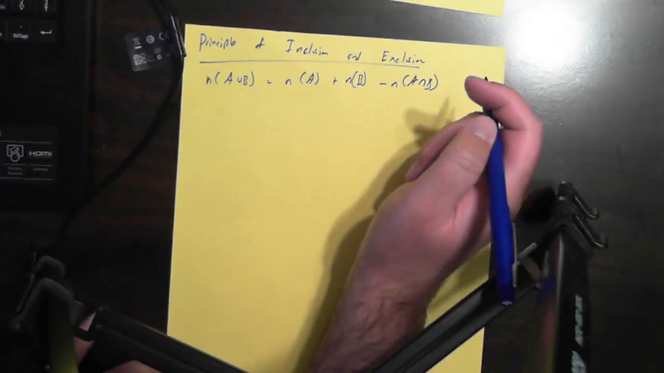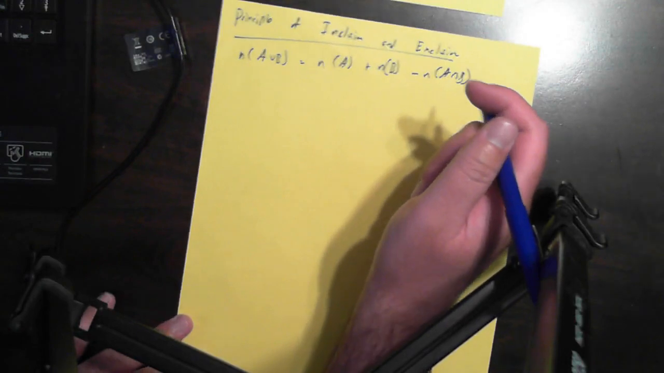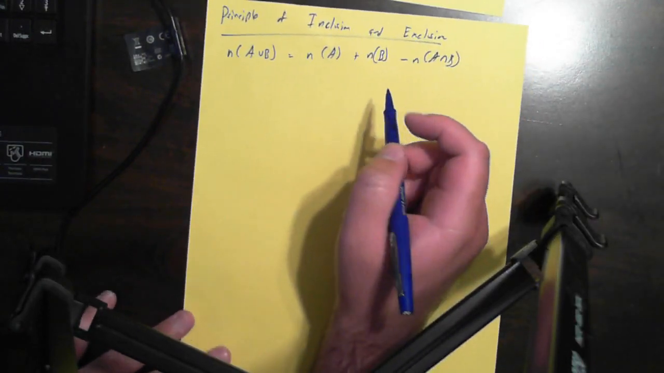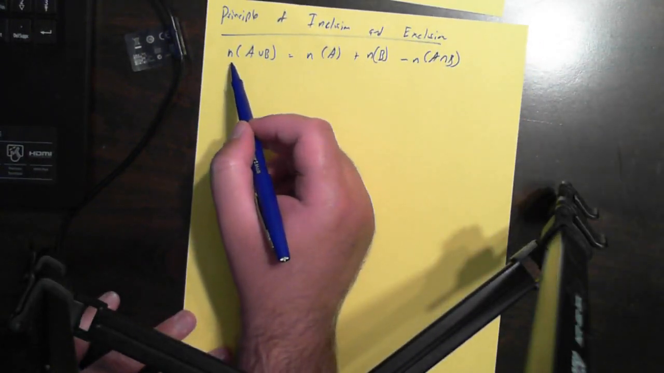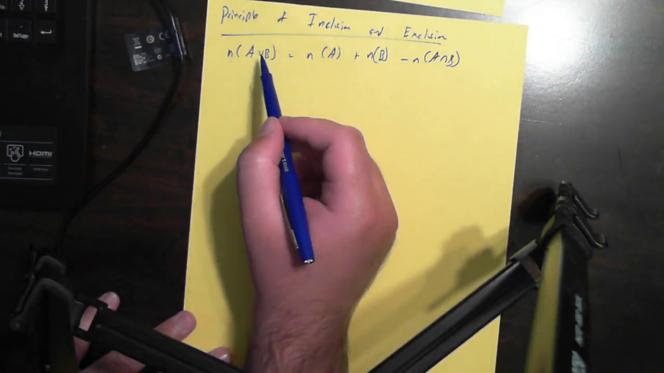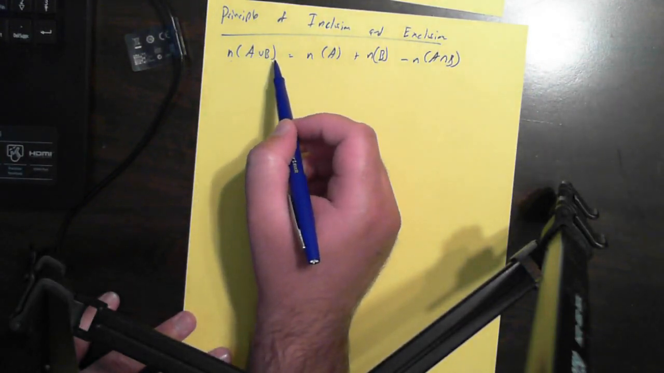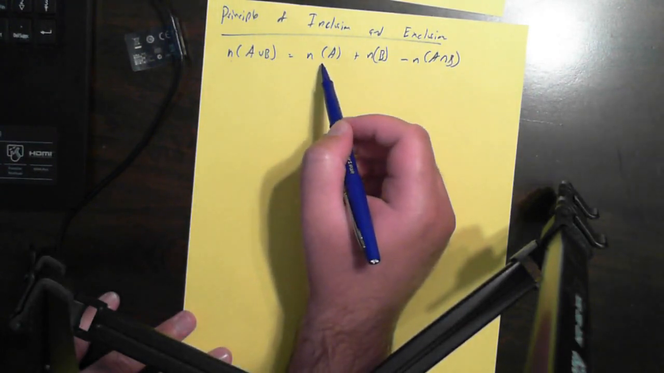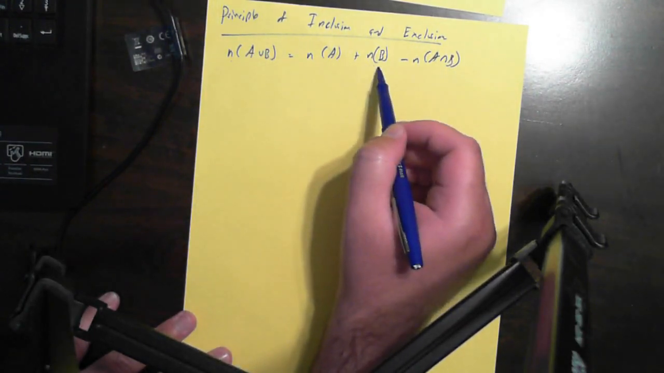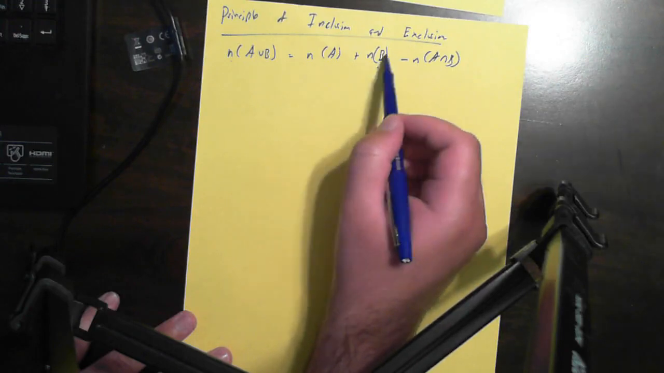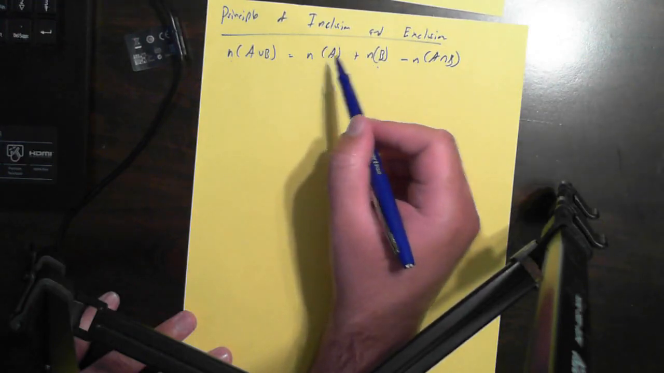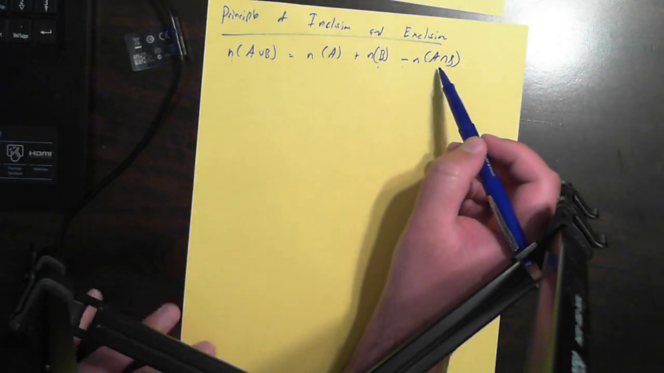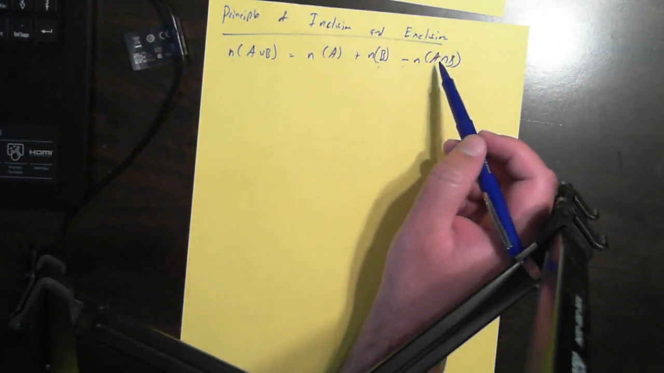Alright, so now we're going to look at the principle of inclusion and exclusion. It seems like a fancy name, but it's really not too bad. All it says here is that the number of elements that are in A union B, so the number of elements that are in either A or B, will be the number of elements that are in A, plus the number of elements that are in B, so this is the inclusion part, including both sets, minus the number of elements that are in both.